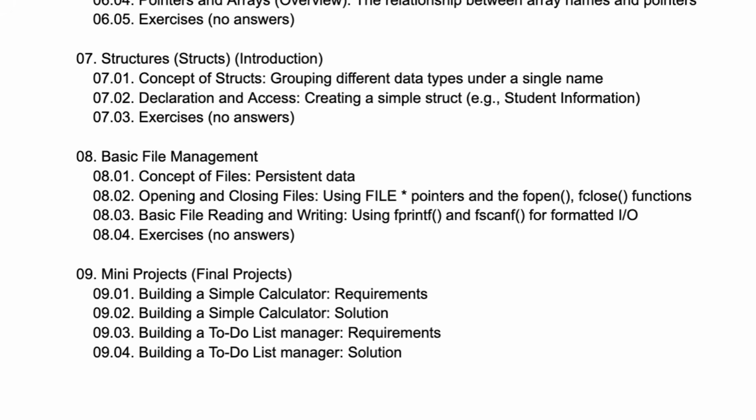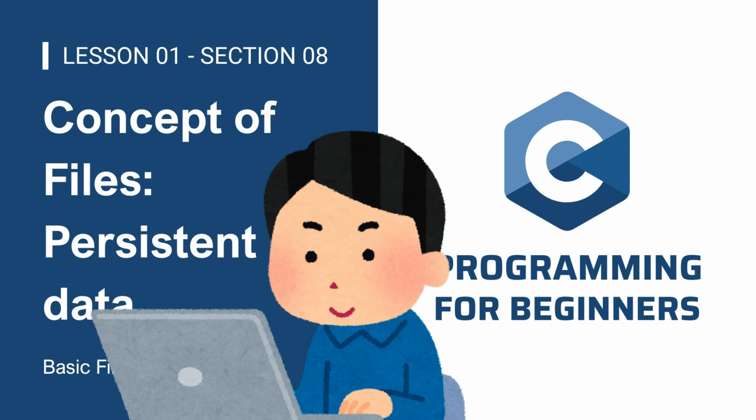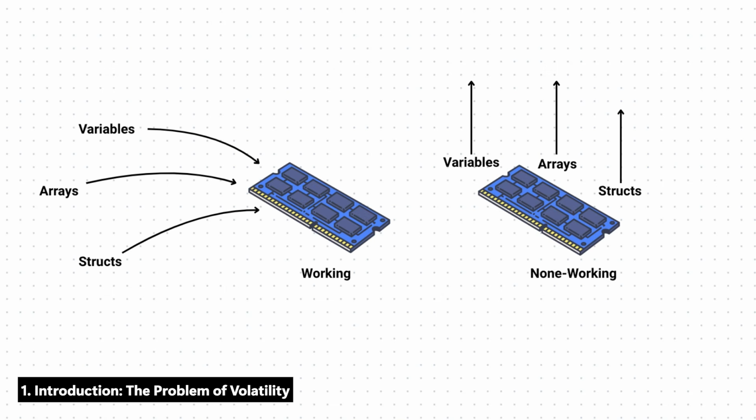Okay, let's get started. One, Introduction, the problem of volatility. Up until now, all the data we've used in our C programs, variables, arrays, structs, has been volatile. Volatile data means the data only exists in the computer's RAM, random access memory, while the program is running. As soon as the program finishes, crashes, or the computer is turned off, all that data is completely erased.